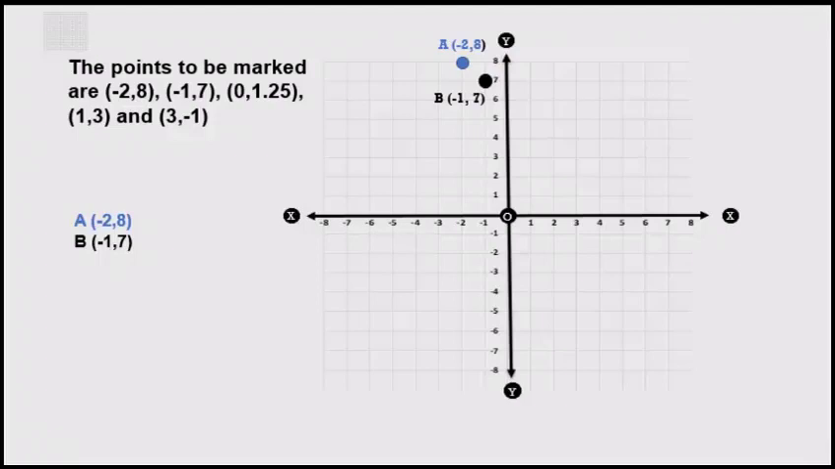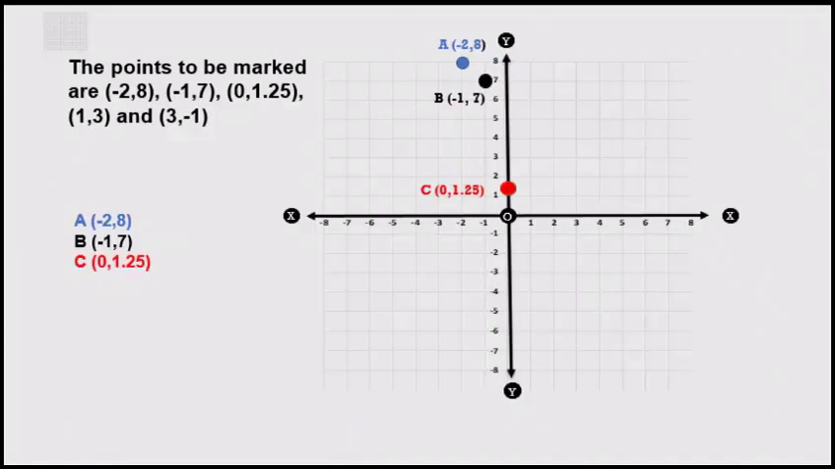The next point is (0, -1.25). Here the abscissa is given as 0. So we know that the point lies on the y-axis. The ordinate is a decimal number which is -1.25. Mark a point on the y-axis at -1.25. Name the point as C (0, -1.25).